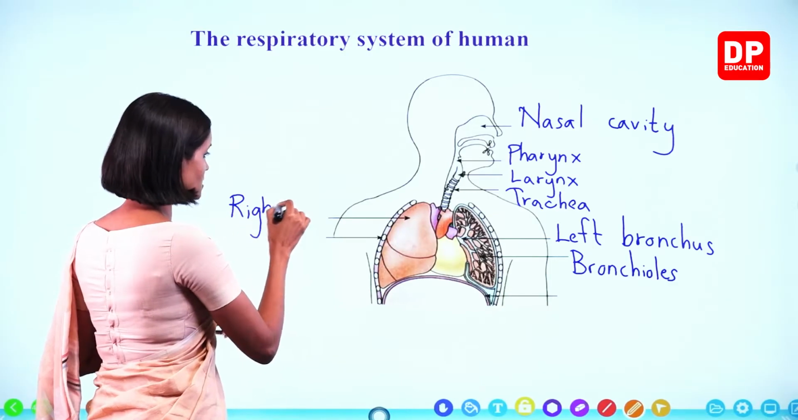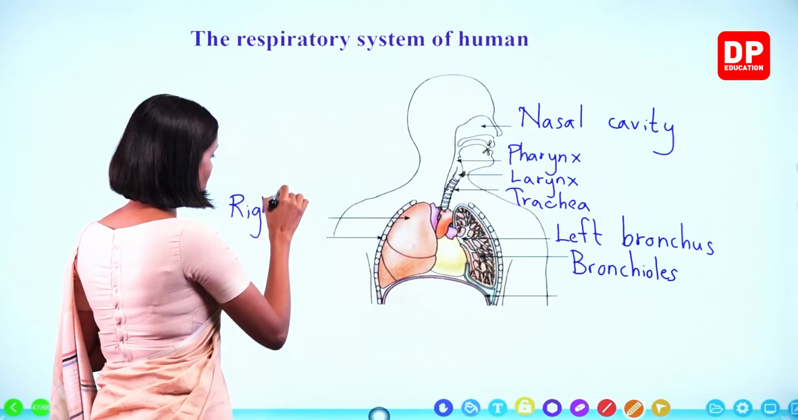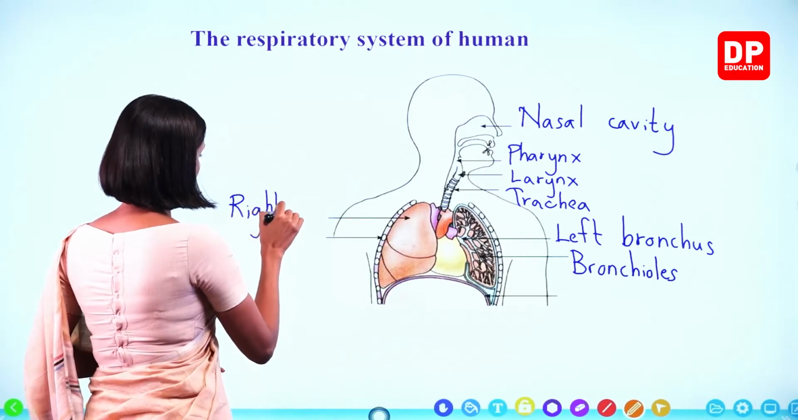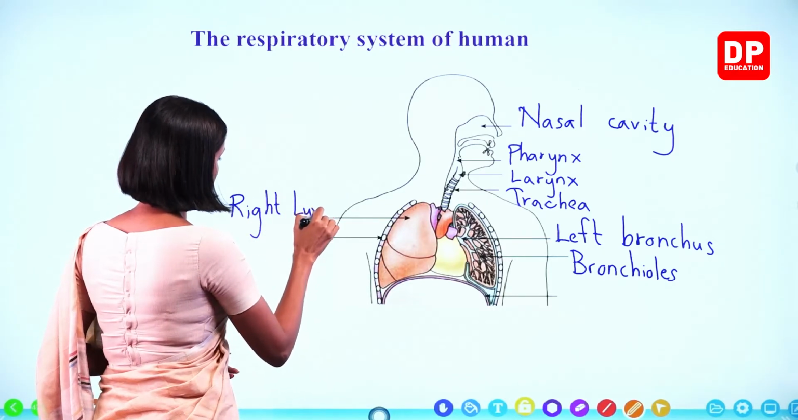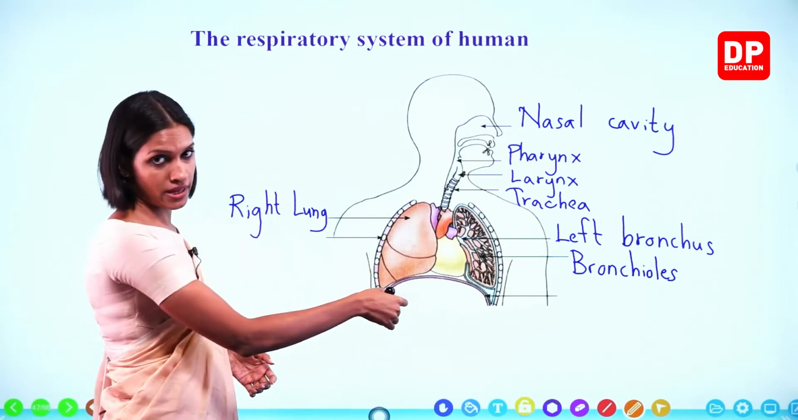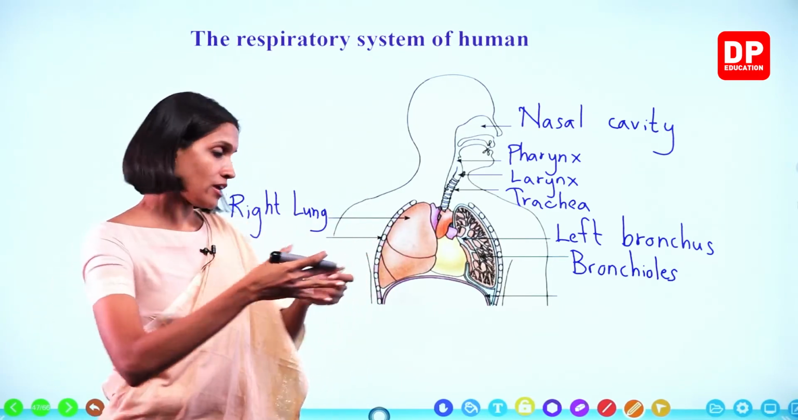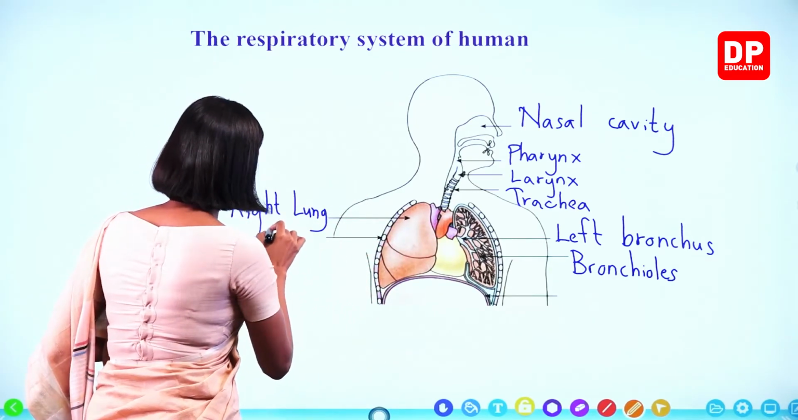The entire lung is made by combining these types of structures, okay? Right lung. And this is the rib cage. I told you all the lungs are protected inside the rib cage, okay? This is the rib cage.